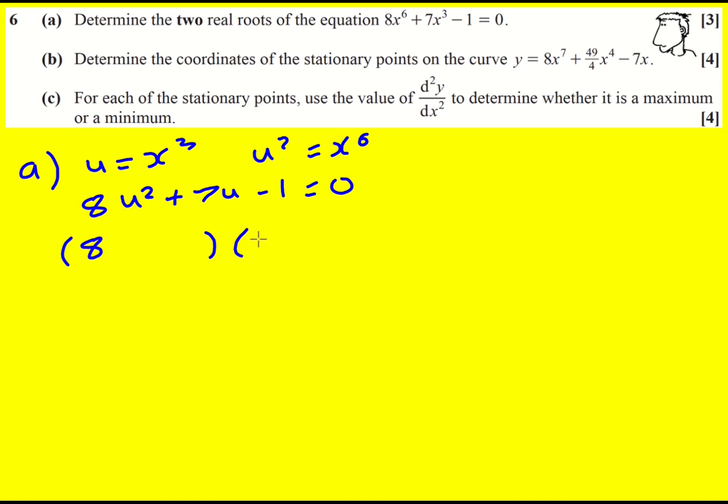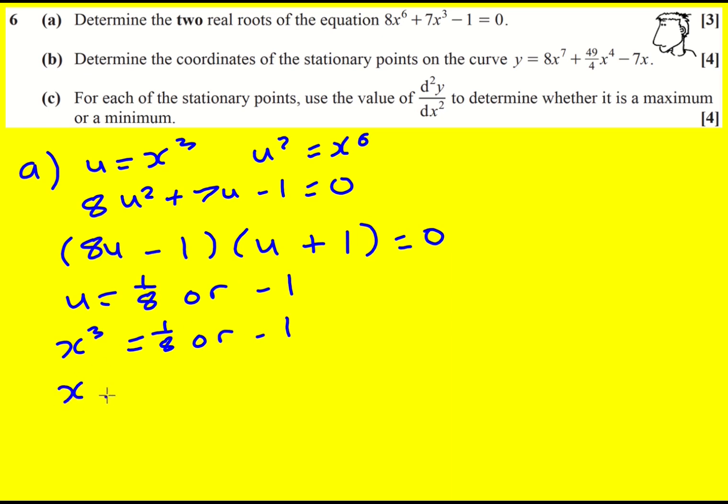Now, if it's going to factorize, we'll have an 8u here and a u here. We'd have a 1 and a 1. This is the only way it's going to work. If I make this plus and this minus, it will check out. I'll get 8u minus u. Brilliant. So that means u is 1 over 8 or minus 1. Don't forget, this is x cubed.